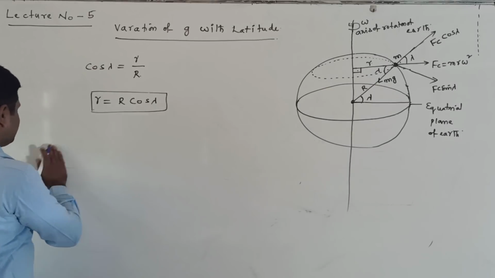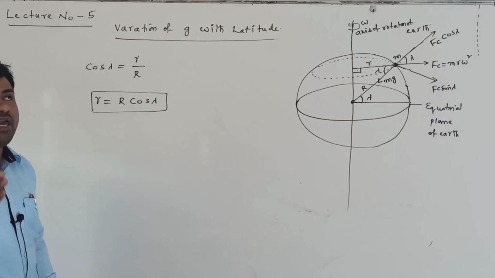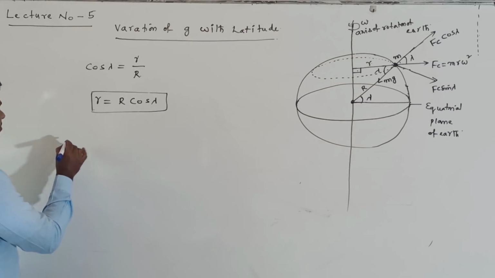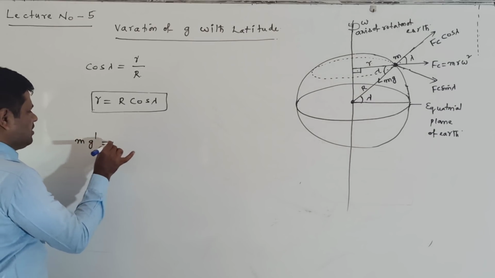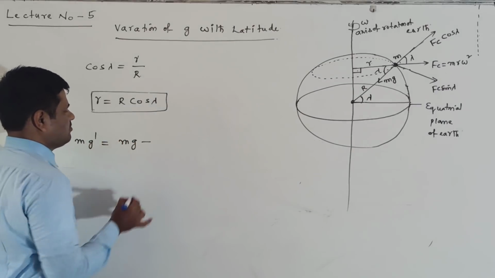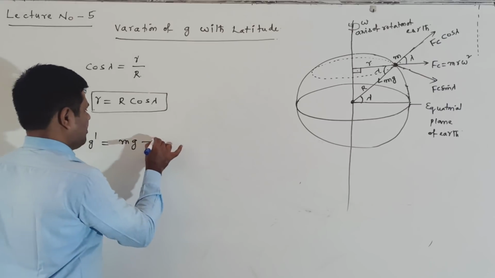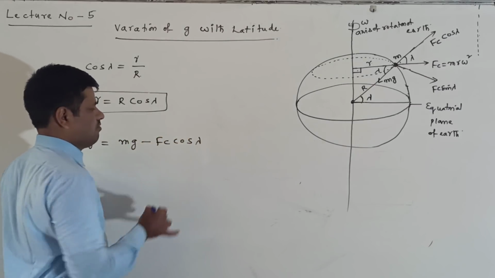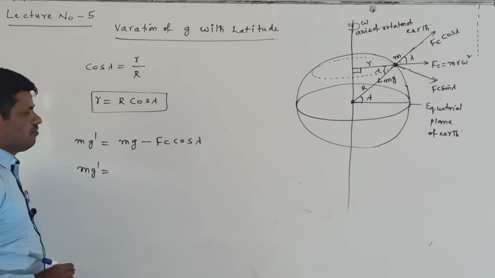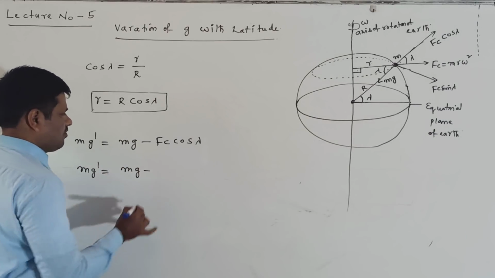So what is here? The resultant weight, or apparent weight, I am writing here. Apparent weight of the body can be written as mg dash. It is called the apparent weight, and since both forces are in the opposite direction, it can be written as mg minus Fc cos lambda.